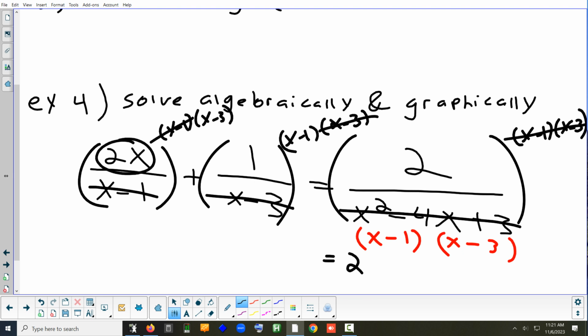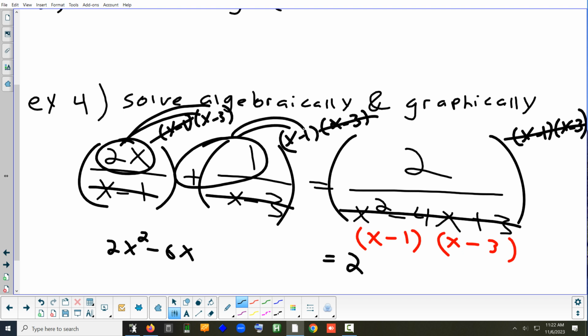And now you have to distribute that out. What's 2x times x minus 3? 2x squared minus 6x. Now here's where you've got to be careful. You're distributing a positive 1. If that was a negative, that negative goes with the 1. In this case, it's just a positive 1, so nothing really happens. It's just x minus 1 equals 2.